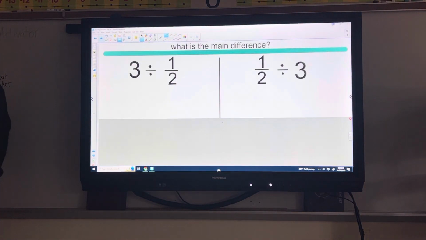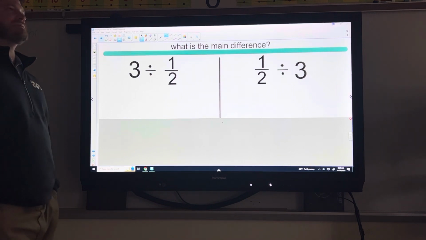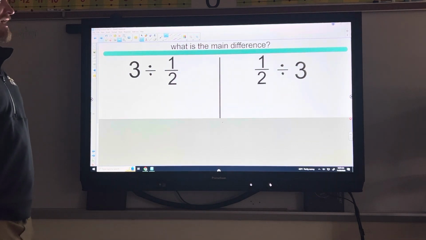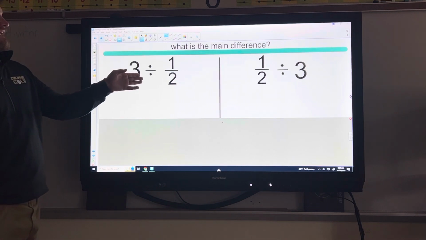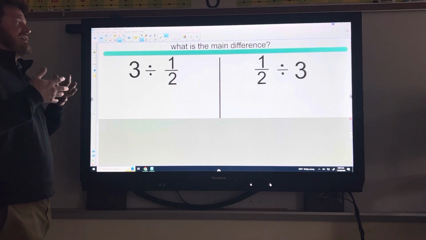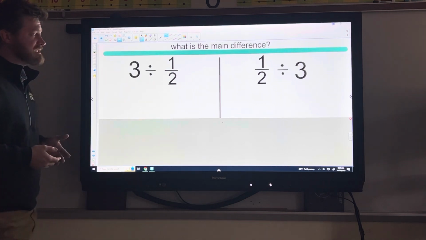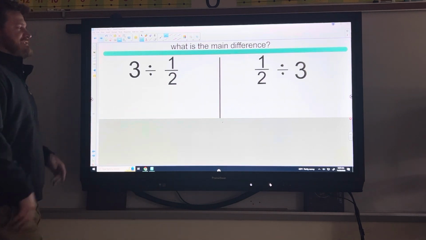Cool, moving on. All right. This was kind of a difficult concept to grasp. So, the main difference here. This one we have 3 wholes and we're splitting them into halves. Okay, so we're making the whole smaller, so our answer is going to increase because we're dealing with more pieces.